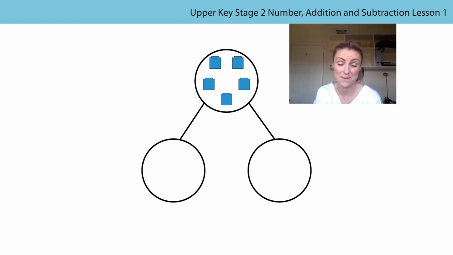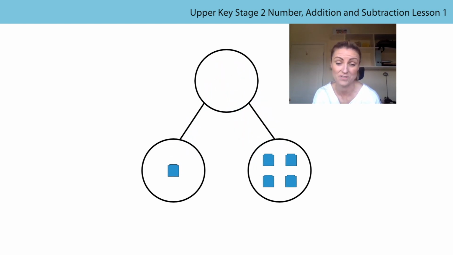So this is a part-whole diagram, and it's something that I'm sure you're really familiar with. You'll be familiar with a whole being split into parts, and then the parts recombining, being combined or added together to make a whole. And here we have, as you can see, a whole of 5, and we can split it into 2 parts like this. We split it into 1 and 4. 1 and 4 make 5.